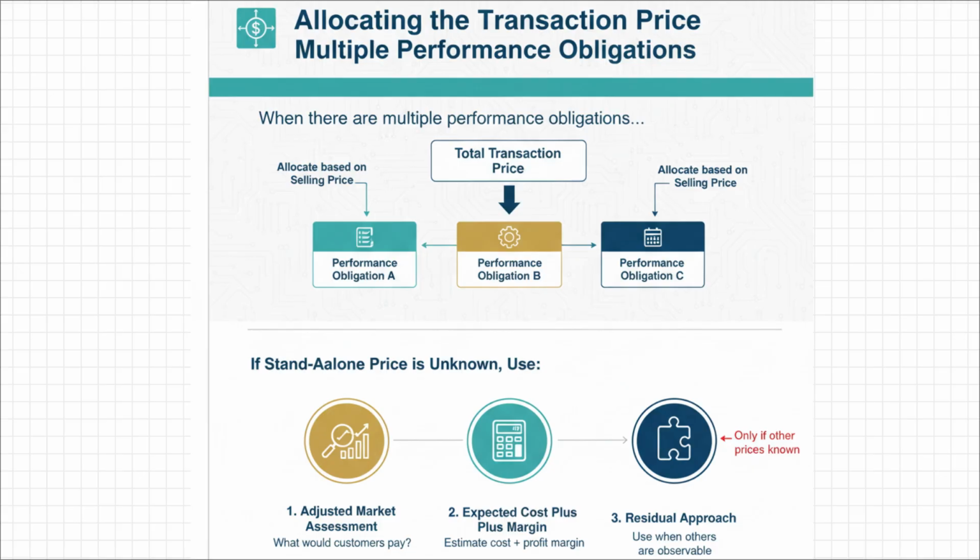What would customers pay in the market? Expected cost plus margin. Estimate the cost and add a profit margin. Residual approach. Use this only when other prices are observable and one isn't. Example: a phone and service bundle sold for $1,500. If the phone normally sells for $600 and the plan for $1,200, you allocate proportionally, not just evenly.